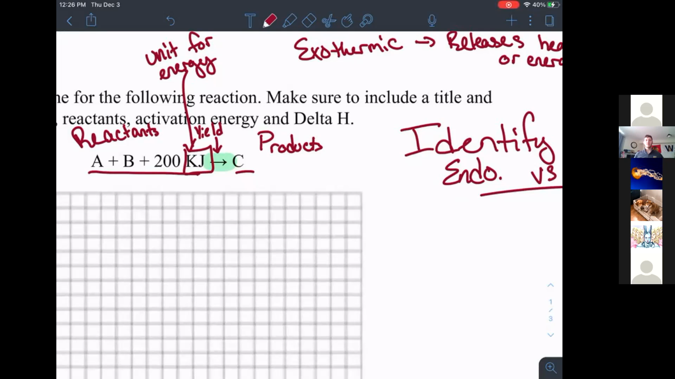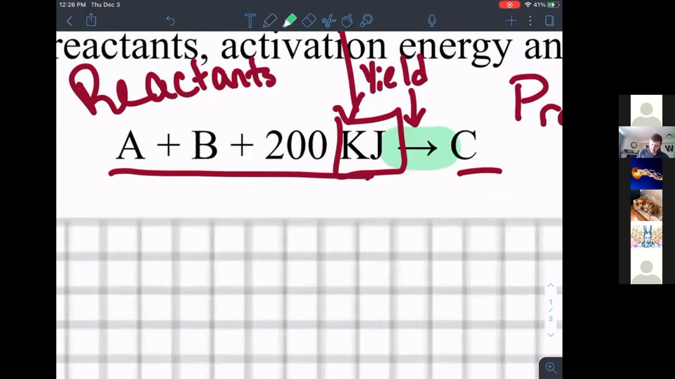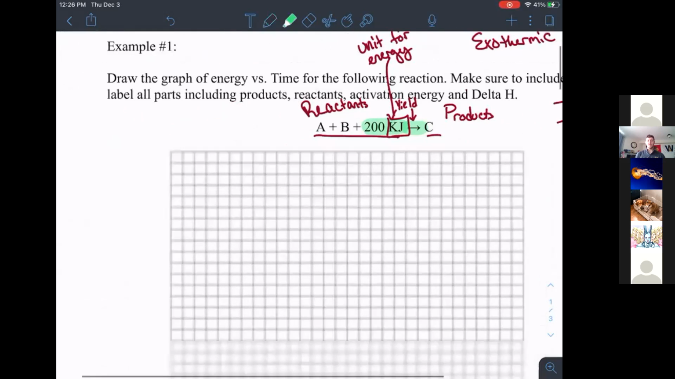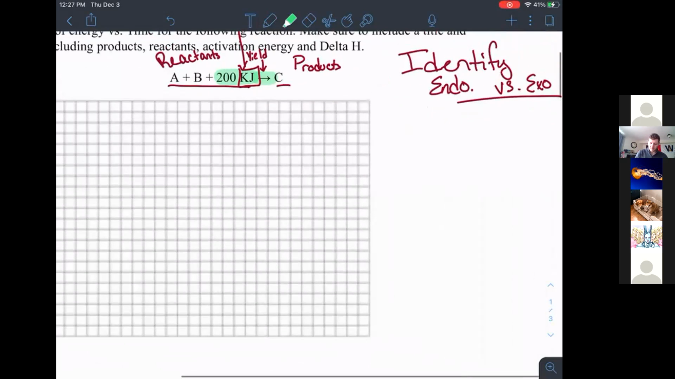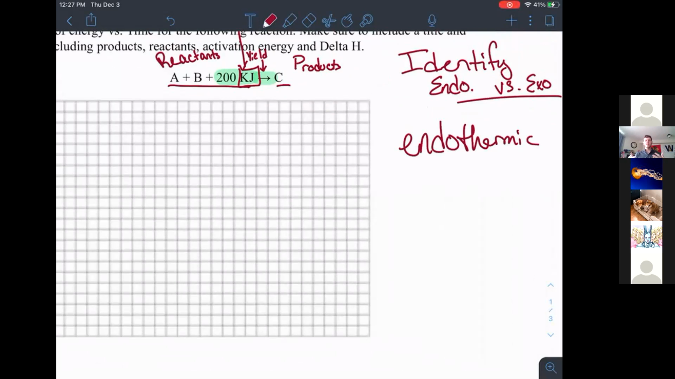Endothermic. And why are you saying endothermic? It looks like it's adding more to one place. Exactly. We are adding energy here. This energy right here is being added to the reactants to make this product, which means that we are going to have more energy in our products than we did in our reactants because we needed to add that energy to make this product. So we're adding energy, making an endothermic reaction. So this is endothermic, and that's going to be super important when we actually draw this graph.